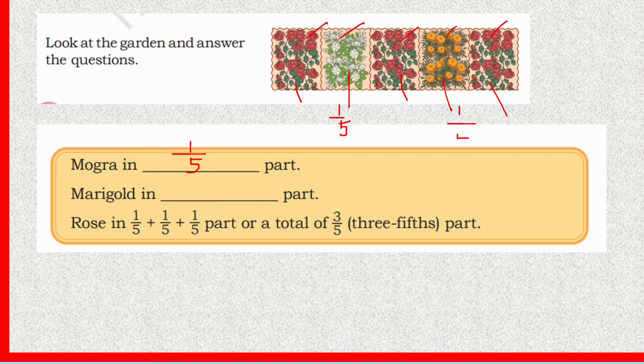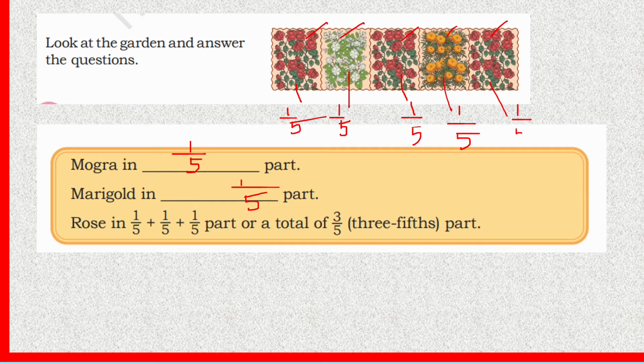The next one, marigold. Marigold is in 1 by 5 part. Total 5 parts are there. Only one part contains marigold. So marigold is in 1 by 5 part. Okay. Then what about roses? In how many parts do we have roses? 3 parts. See, this is 1 by 5. Then this part is 1 by 5. Then this part is also 1 by 5.